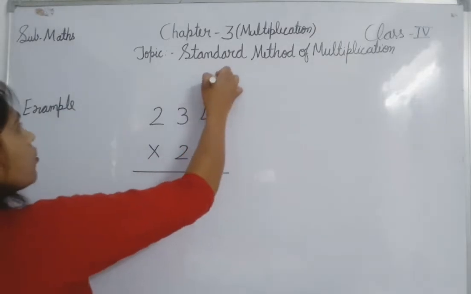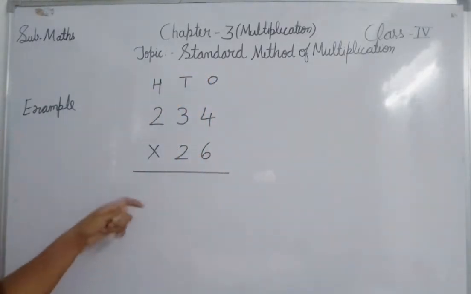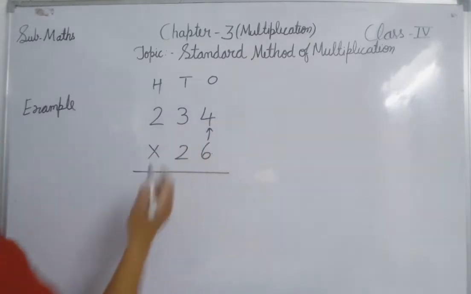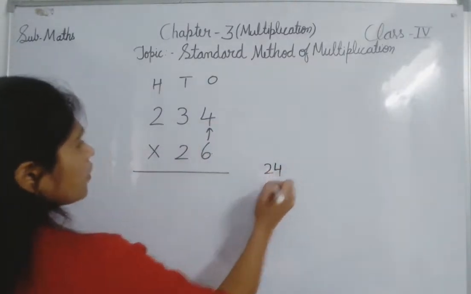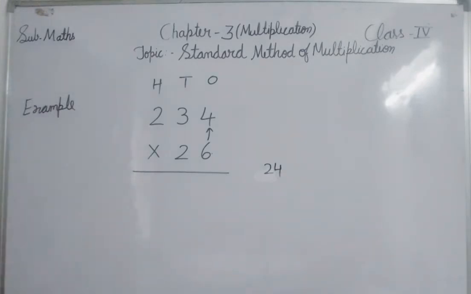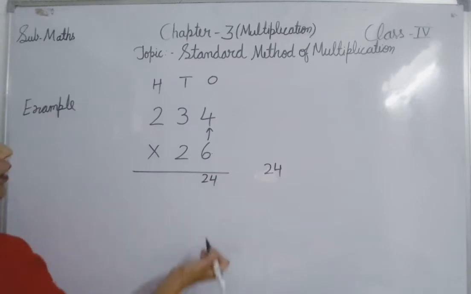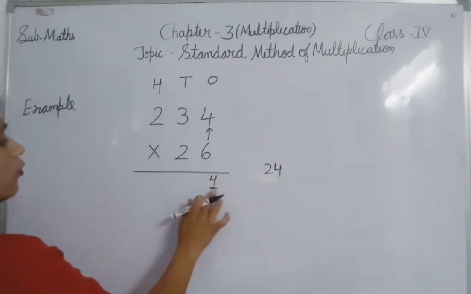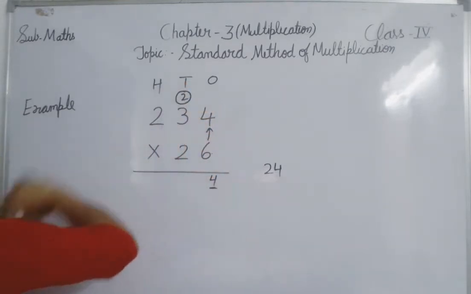Let's start from here. I am mentioning their houses: ones, tens, hundreds. So what is the first procedure? First we need to multiply 6 with 4. 6 fours are 24. But here we cannot write 24. What will we write? We will write 4 only. And what will we do with 2? The 2 will be carried forward.